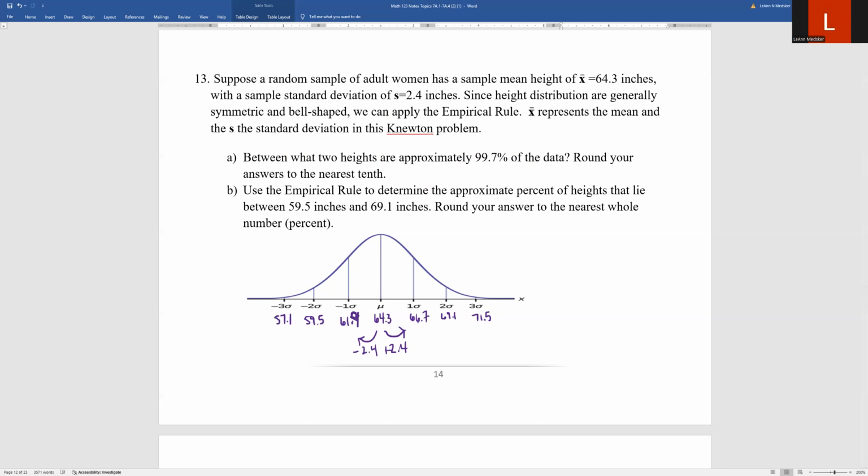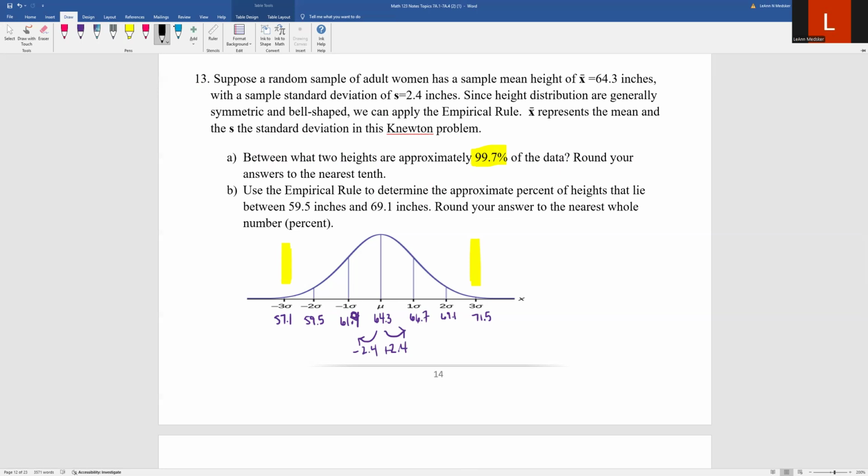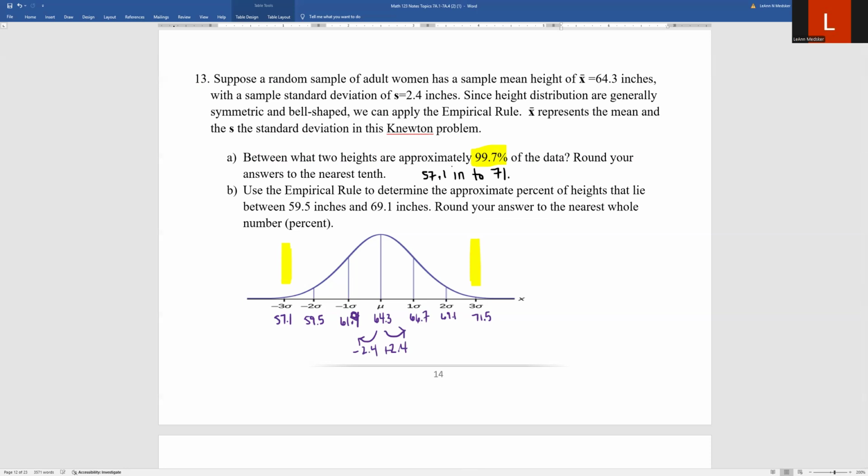So between what two heights are approximately 99.7% of the data? So remember, 99.7 goes, and I'm going to highlight this, 3 below to 3 above. So we would say about 99.7% of adult women are between 57.1 inches tall to 71.5 inches tall. So that's almost all women, okay?